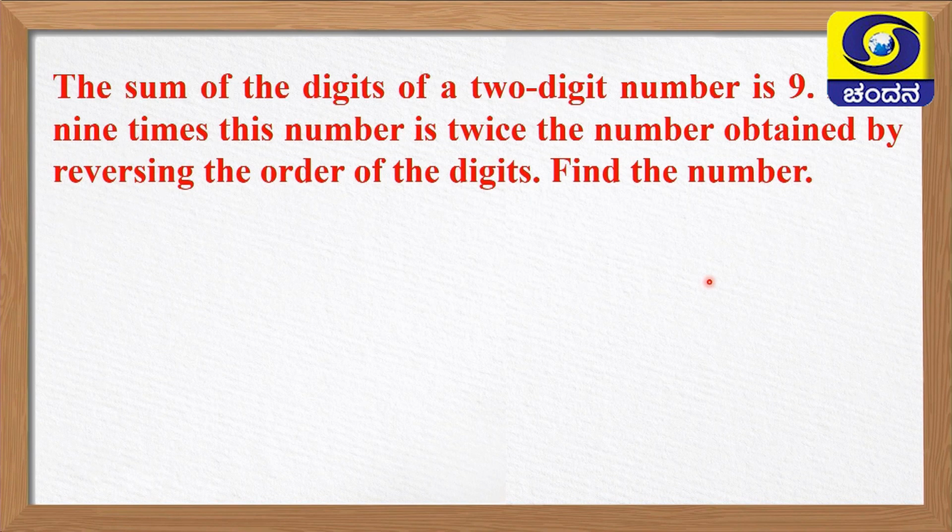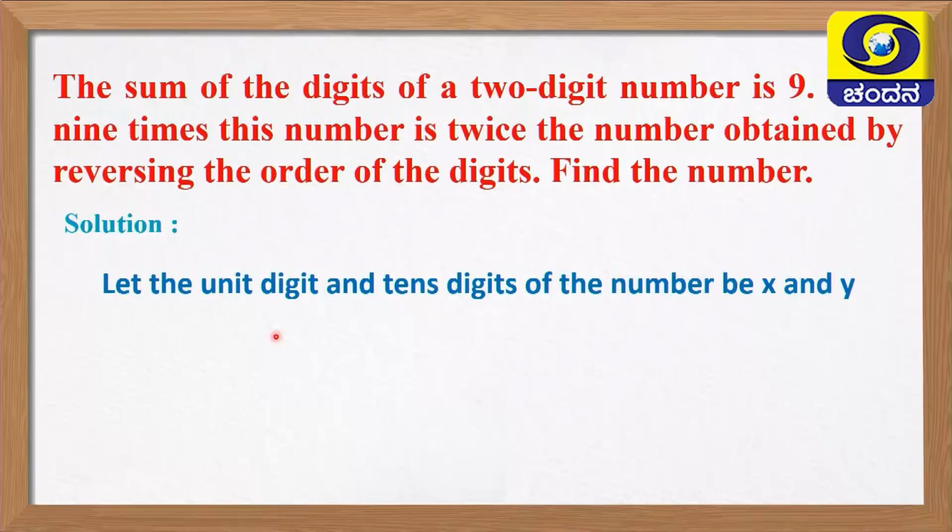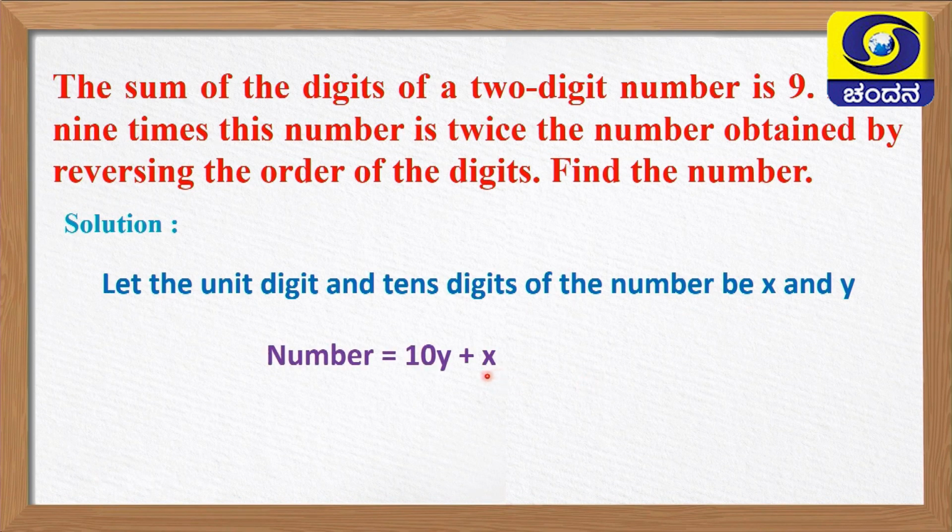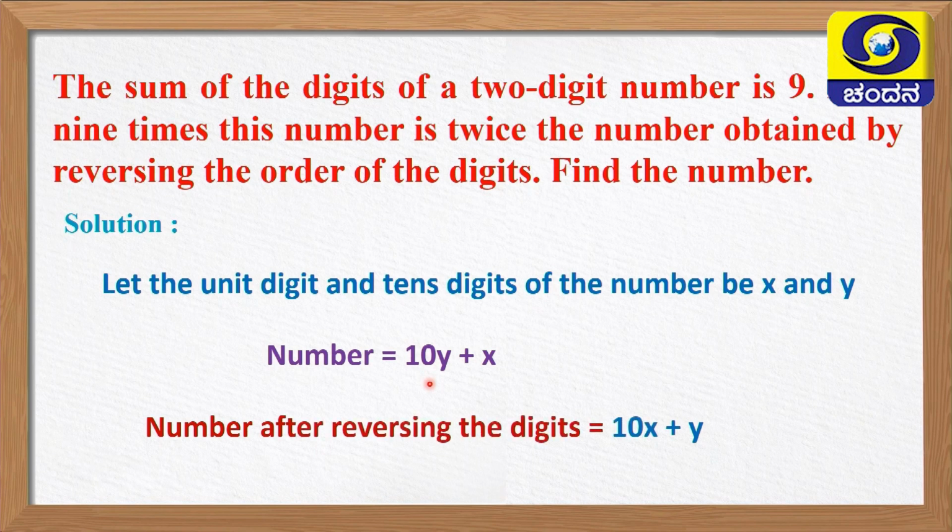So, how to get this solution? First we have to write the equation. So, just observe, let the unit digit and tens digit of this number be x and y. Unit digit be x and tens digit be y. So, the number is 10y plus x. Why 10y? Y is in the tens place. So, 10y plus x. After reversing this one, what do we get? 10x plus y. We just reverse it, 10x plus y.